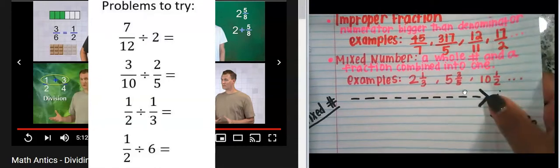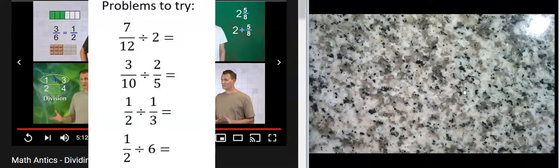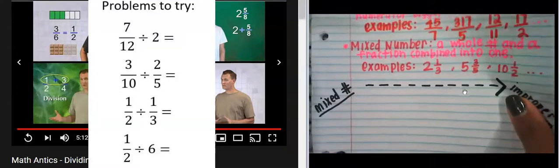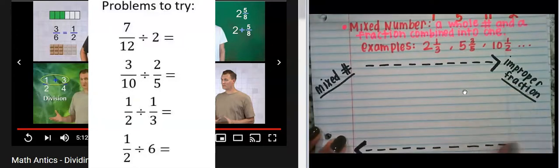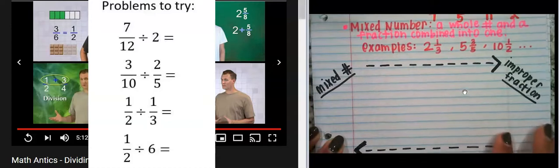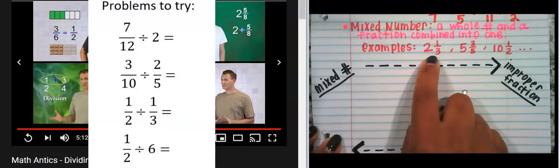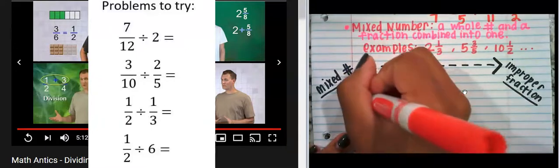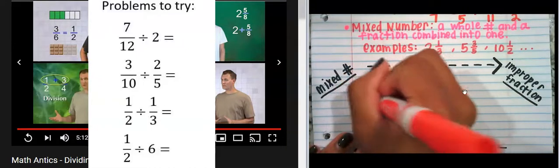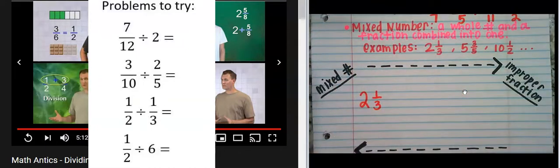So now the important part of knowing these two things is how do we go from a mixed number into an improper fraction and back? How are we going to convert between these two? So I'm going to use this example, 2 and 1/3. So let's imagine we have our 2 and 1/3. Let me write this down. So here's our mixed number.